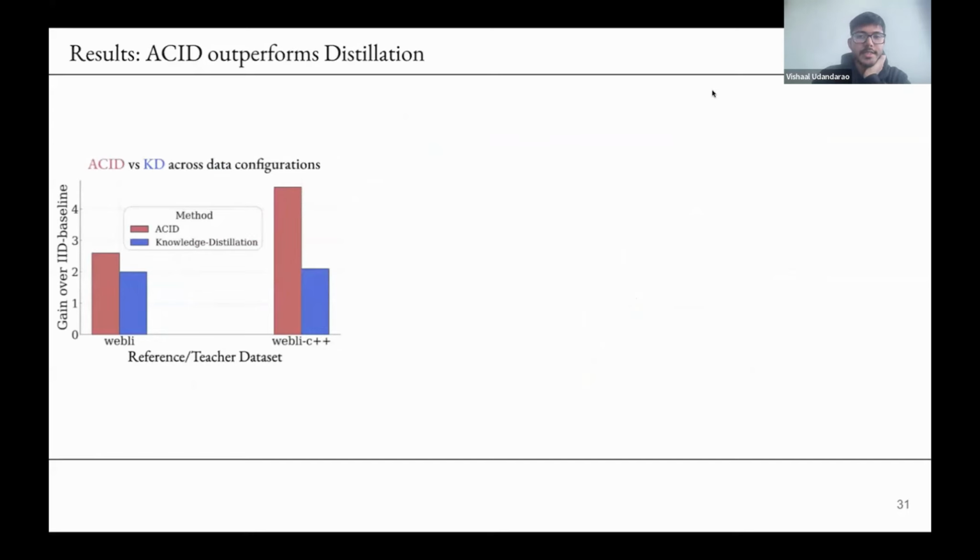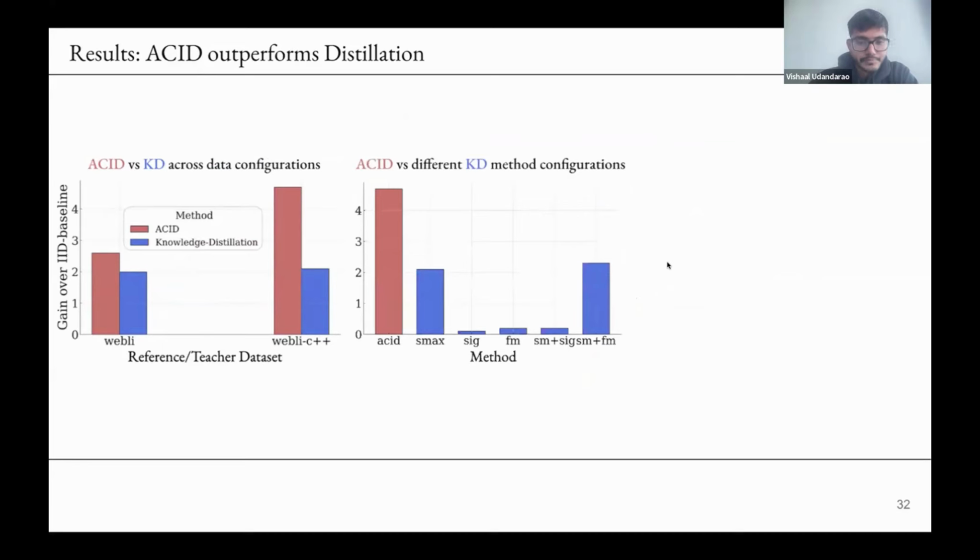And then we try to look at how well ACID performs against distillation across a bunch of settings. So in this plot on the left, we sweep over different data sets for training the teacher and the reference, and we see that across both the data sets we swept, our ACID method beats knowledge distillation.